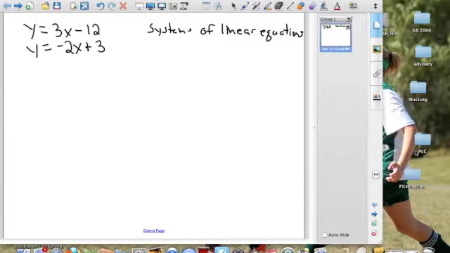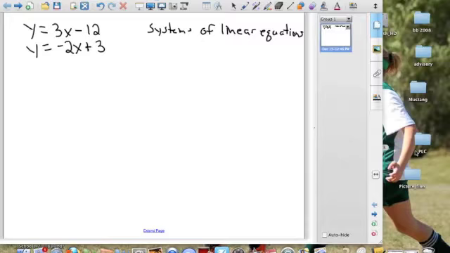What you're looking for is where the two lines cross. We're going to have three different ways of solving systems. The first way is going to be graphing. The second way is called substitution. And the third way is called linear combinations or elimination. We're going to start off with graphing. In all three cases, you can check your answer to see if it makes it true.